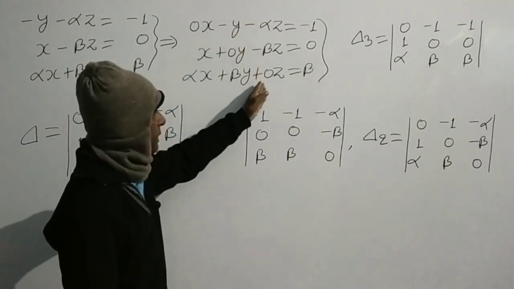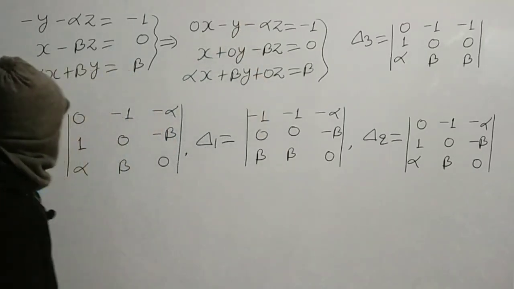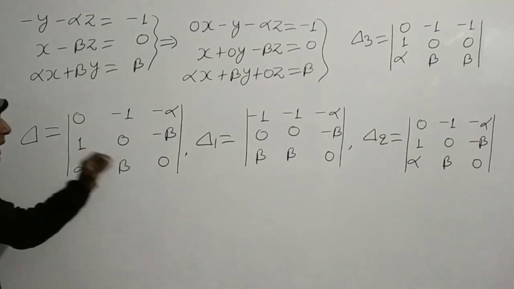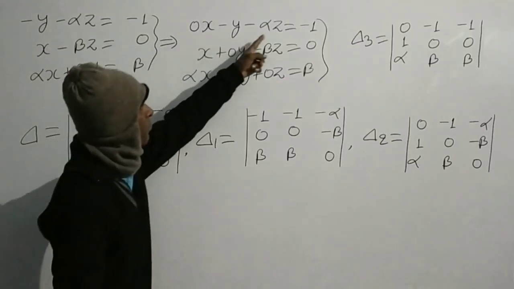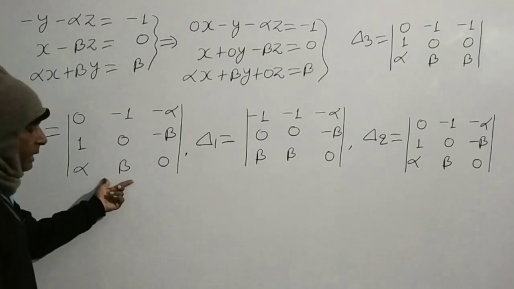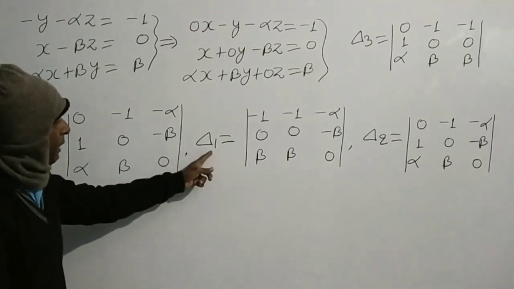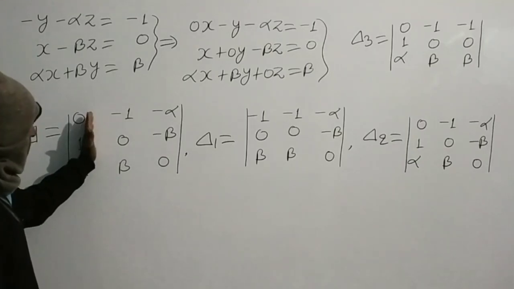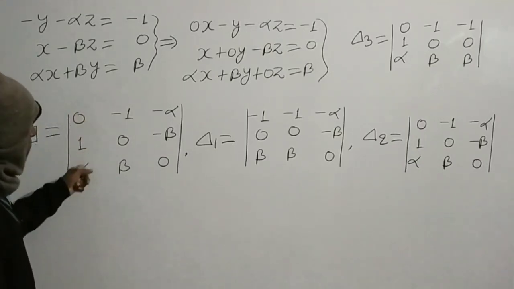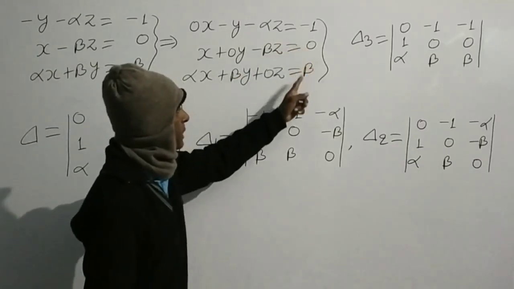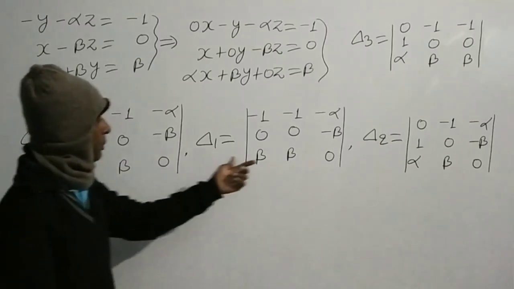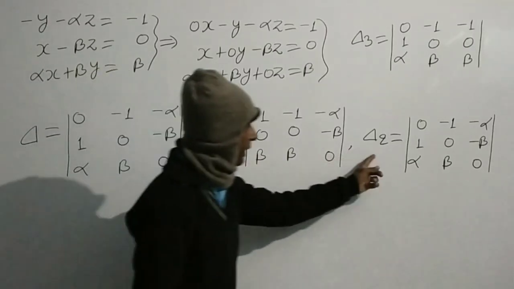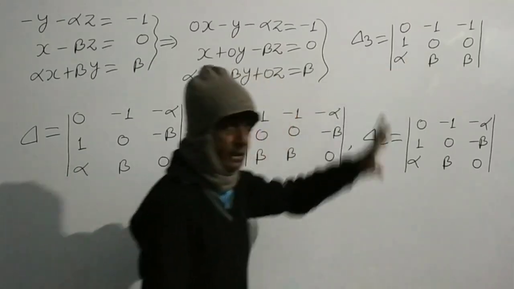Consider this system of equations. The determinant delta formed by the coefficients of x, y, z is this delta. After removing this first column and putting here minus 1, 0, beta, we get this determinant delta 1. Similarly, delta 2 and delta 3.